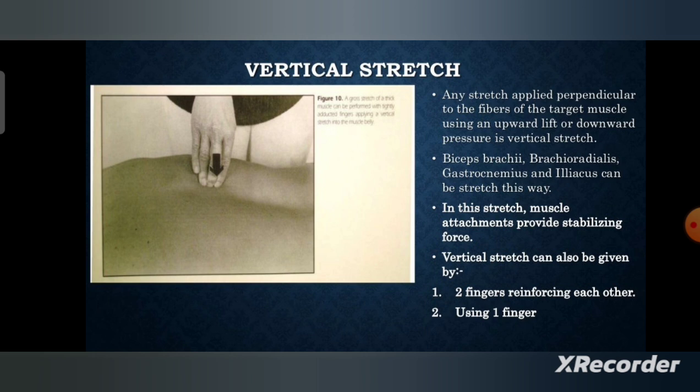Next is the vertical stretch. Any stretch applied perpendicular to the fibers of the target muscles using an upward lift or downward pressure is a vertical stretch. Biceps brachii, brachioradialis, gastrocnemius, iliacus can be stretched this way. In this stretch, muscle attachment provides the stability force. Muscle stretch can also be given by two fingers reinforcing each other or using one finger.